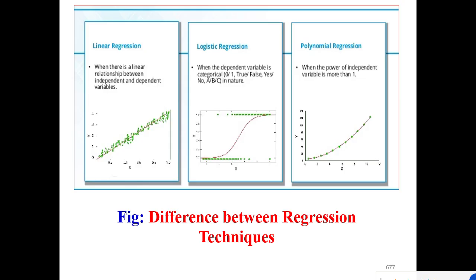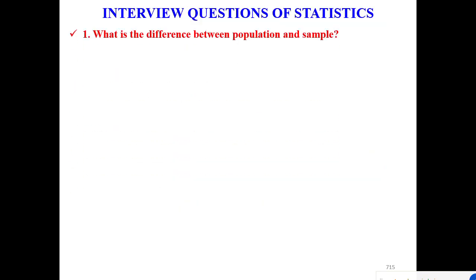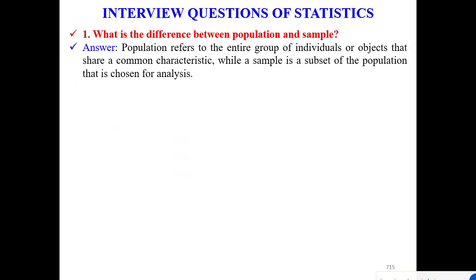What about logistic regression? If the dependent variable is categorical, like true or false, yes or no, 0 or 1, ABC, in that case we choose logistic regression. That is the difference between linear regression, logistic regression and polynomial regression. So these are the interview questions.